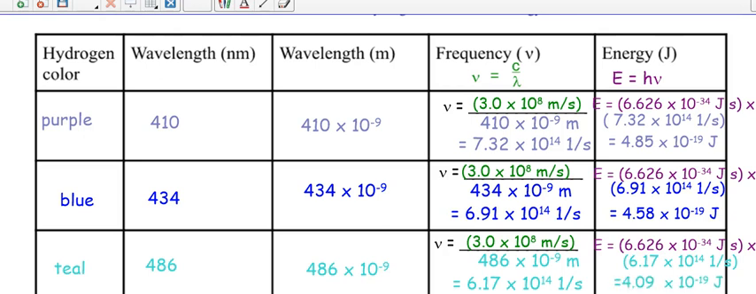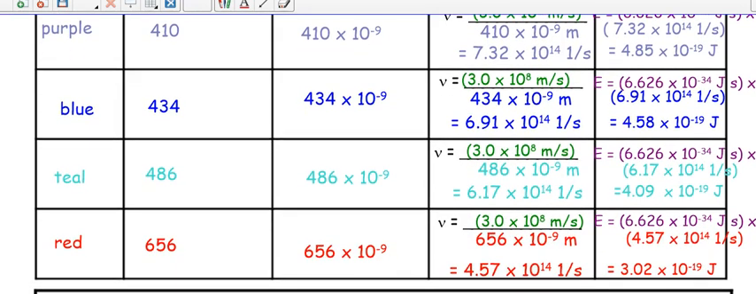So why don't you do red the entire way through, all right, and see how you do. Pause this, I mean it, pause this, do the red and come back. Okay, let's see how you do. Here we go. This is what I got. So it's 656 times 10 to the negative ninth. Hey, what's new? C over lambda. C is a constant. I put it over your lambda. Why did I need to put it in meters? So that the meters canceled out. So I got 4.57 times 10 to the 14th over seconds.